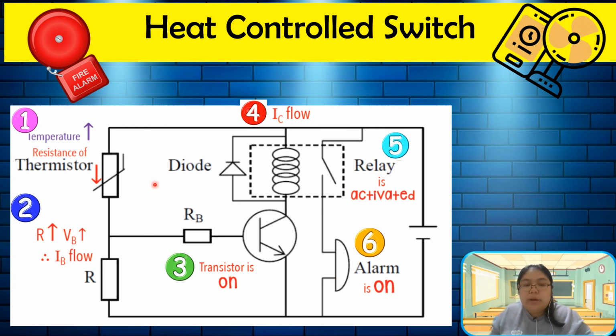If you put the thermistor at the bottom, the situation will be reversed. That means when the temperature is high, it never triggers the alarm, and when the temperature is low, it will trigger the alarm. So it depends on the situation you need. You need to decide which location you want to put the thermistor.